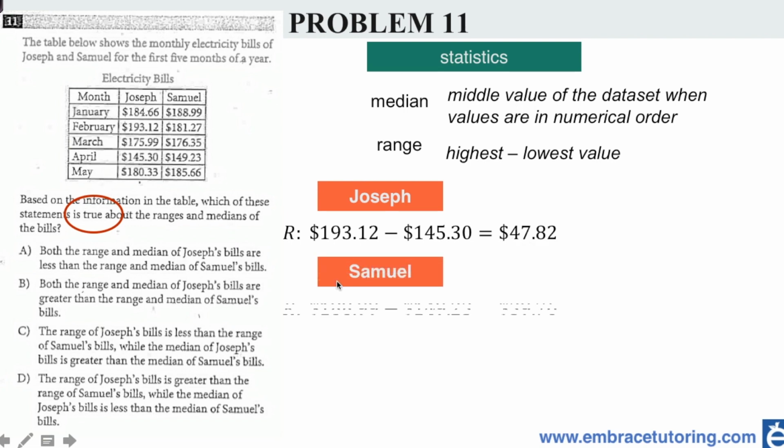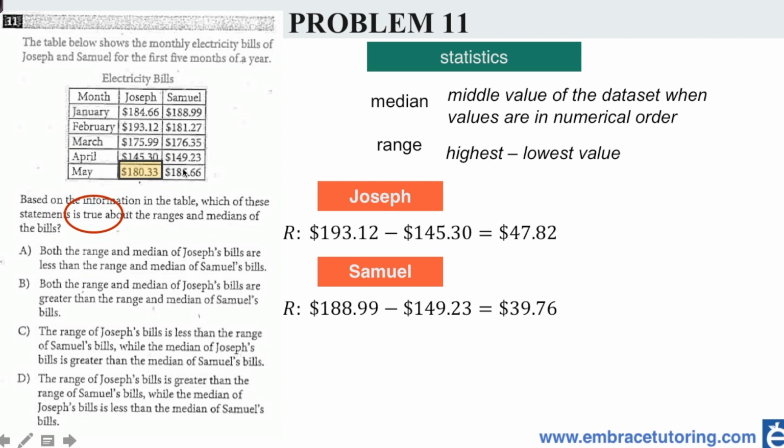On the other hand, Samuel's range is going to be his highest value, 188.19, minus 149.23. So his range is going to be $39.76. And this means that the ranges will not be equivalent and Joseph's range will be higher. Now, when calculating median, what you want to do is count to the third highest value because it's a 5-value data set. So I want to count to the middle number. So here I have 145, then I have 175.99, and then here I have $180.33. So this looks to be the median for Joseph.